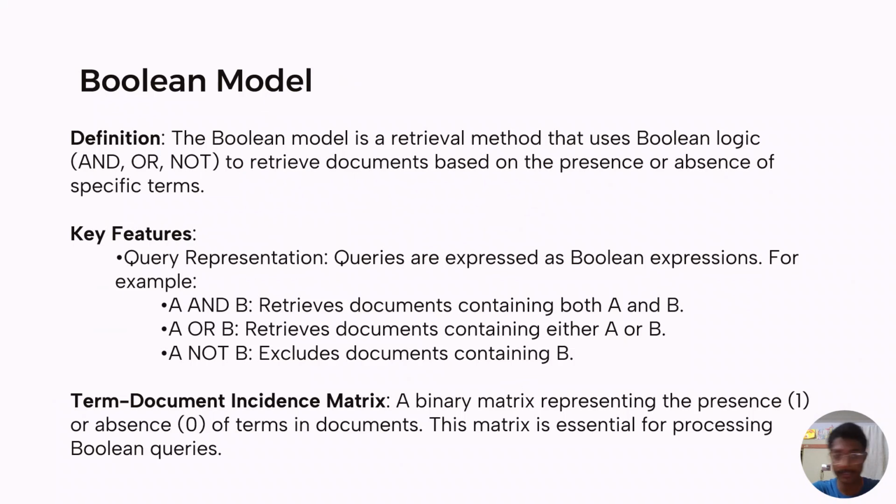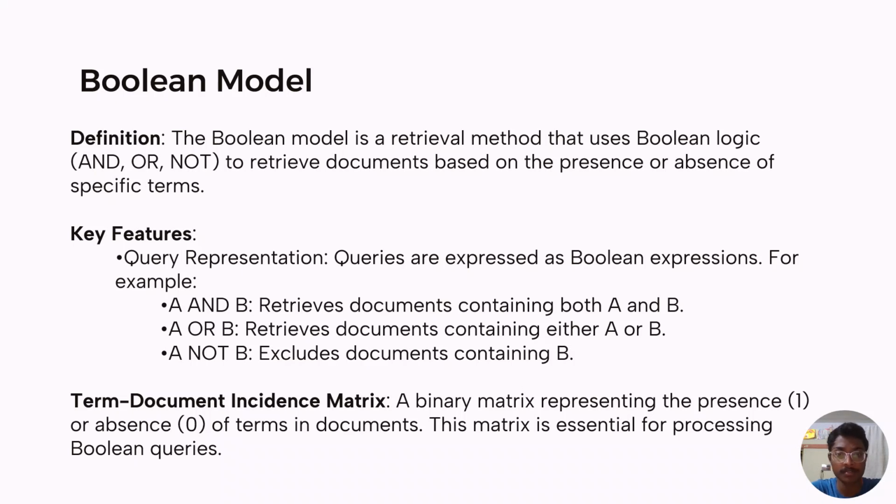So let's keep it simple. The Boolean model is a retrieval method that uses Boolean logic. We all know what Boolean logic is. It's simply AND, OR, NOT, used to retrieve documents based on the presence or absence of specific terms. So let's have a small example to understand it.